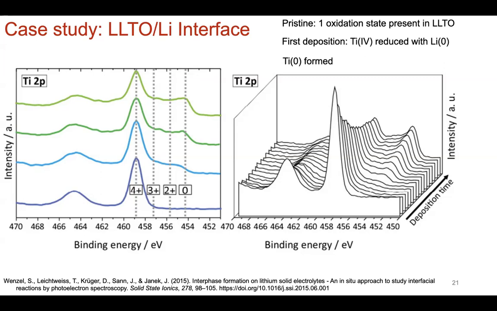What you're seeing is the emergence of this peak here. So the +4 state of titanium, and then titanium gets more and more reduced to the +3 state, the +2 state, and then the 0 valence state. So you're forming titanium metal. It's reacting so much that you're now forming titanium metal, which is not what you want, right?